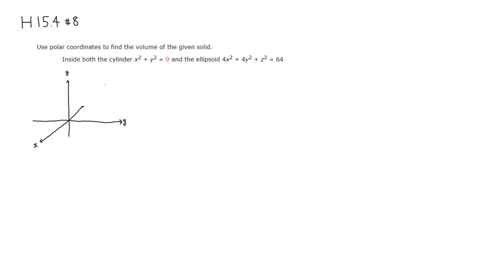First, I'm going to rewrite this in standard form, so I'm just going to divide through by 64. Then we have x squared over 64 divided by 4, which is 16, and 16 is 4 squared, plus y squared over 4 squared, and 64 is 8 squared, so you have 8 squared, and it's equal to 1.